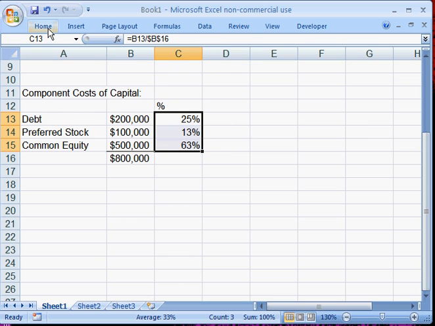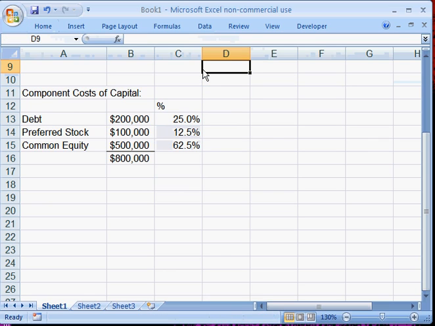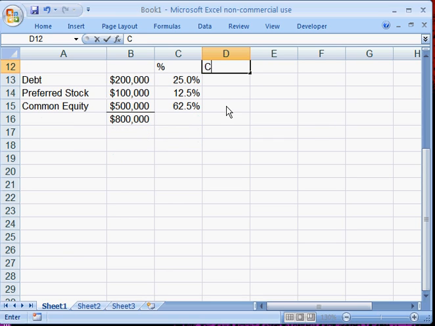And then the second part that you need to know is the cost of each of those components. For now, I'm just going to put a cost in. So we'll say the cost of debt is 8%. The cost of preferred stock, we'll say, is 9.5%. Common equity is 11%.